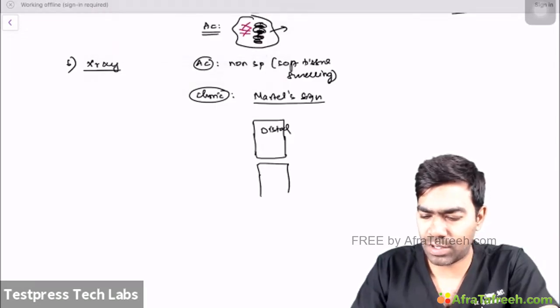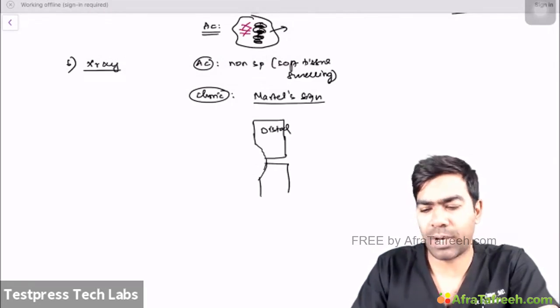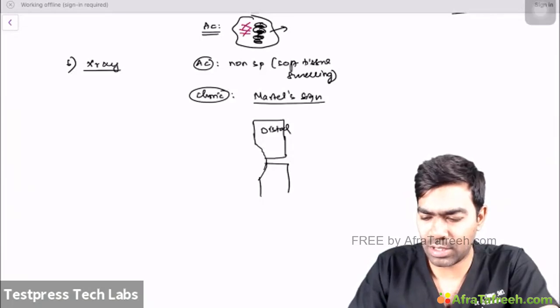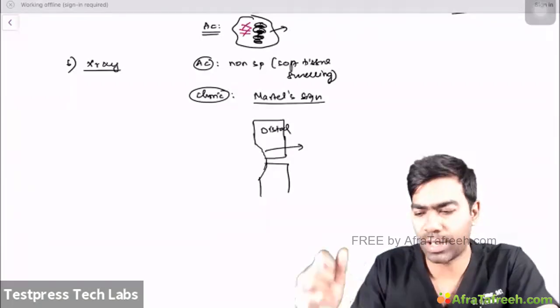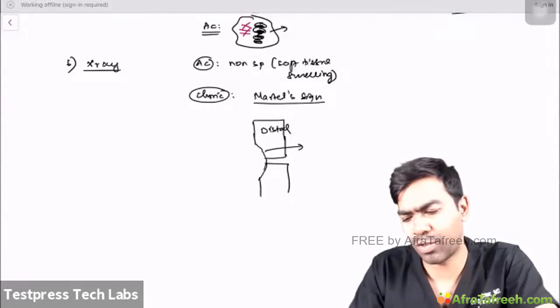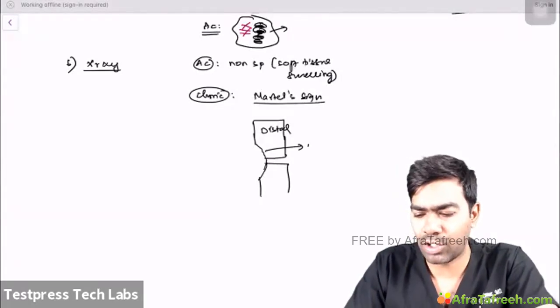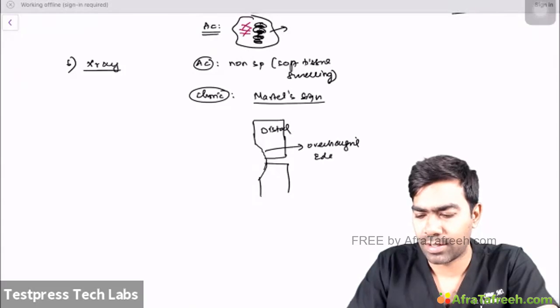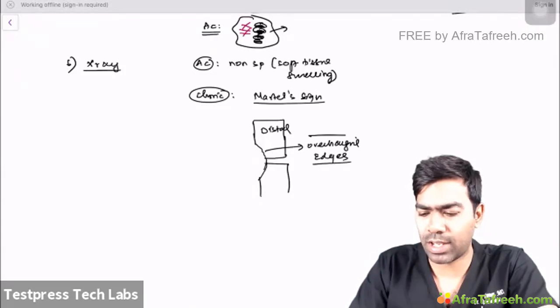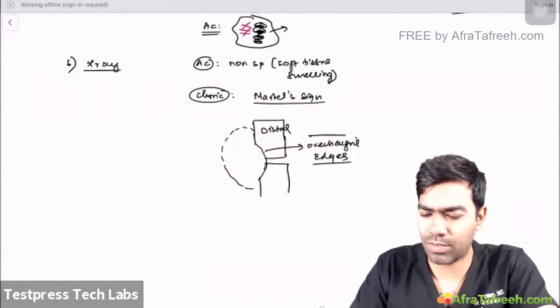So let me first rub these sides, because the sides will be eroded a little bit, and you will be seeing this kind of margins on the side. So this is kind of a punched out lesion. More than for ulcers you call punched out, but here in joints we call them something called overhanging edges. You'll see overhanging edges, and there will be a surrounding soft tissue inflammation.